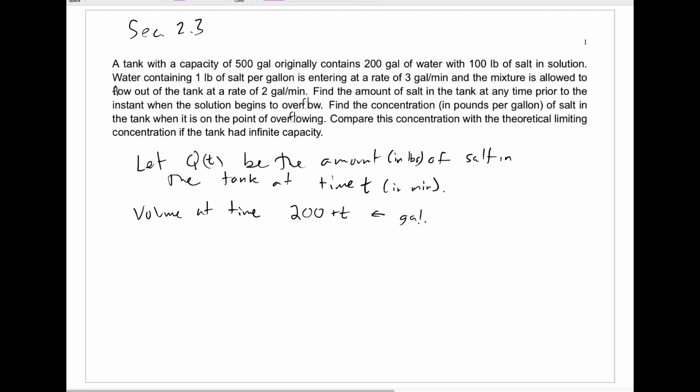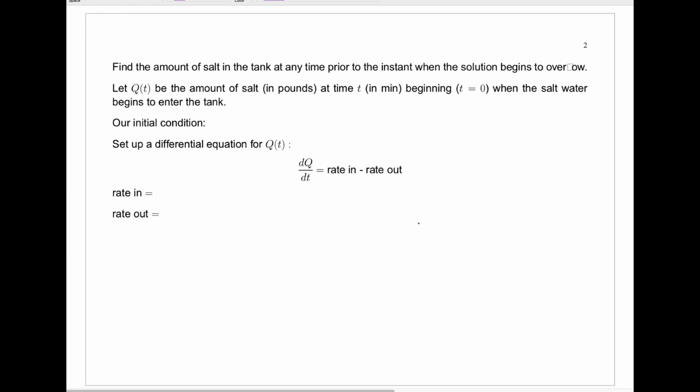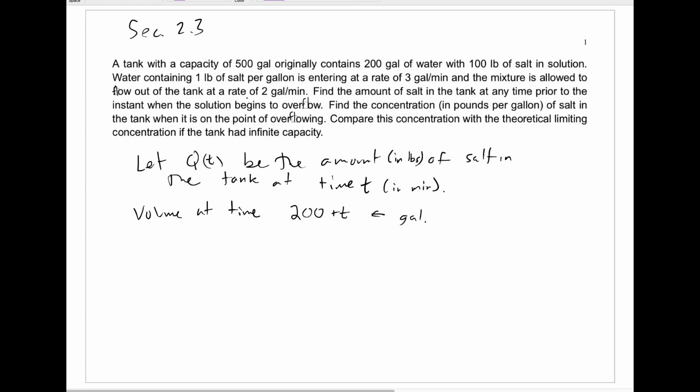Okay, now how are we going to get to the concentration Q of t? Well, here I've repeated how we define Q of t. We were told an initial condition, and let me go back to the problem. The initial condition says it originally contains 100 pounds of salt in solution.